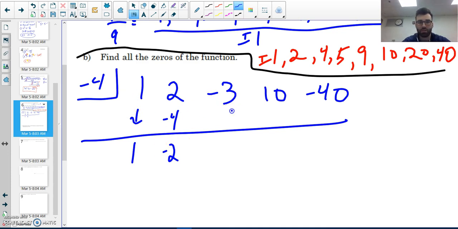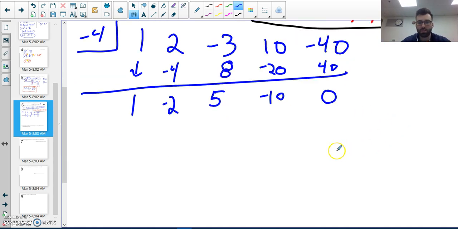-2 times -4 is 8. 8 plus -3 is +5. 5 times -4, -20. -20 plus 10, -10. -10 times -4, 40. To get a 0 here, which is good for us, right? Which told us that -4 is in fact a 0.